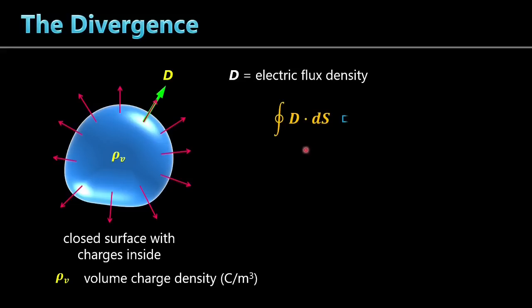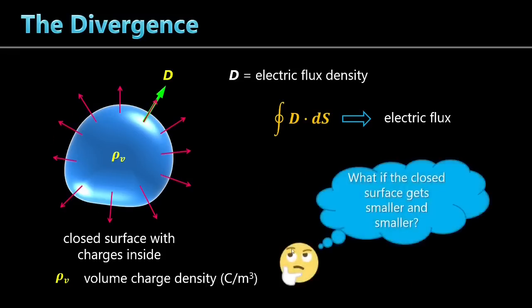So once again, the net electric flux through this entire closed surface is the surface integral of the flux density, no? D dot ds. Now, can you imagine what will happen if this closed surface gets smaller and smaller? Ano kaya ang mangyayari kapag ang surface na ito ay pinaliit natin ng pinaliit?